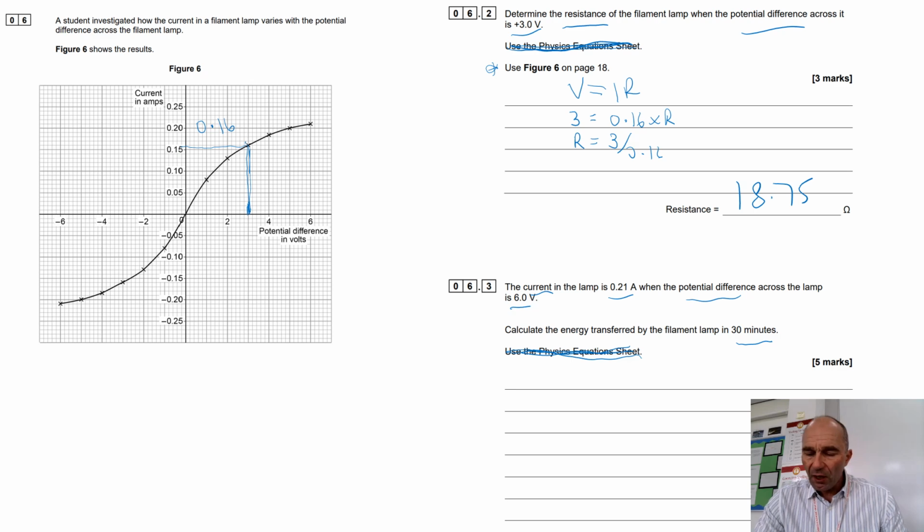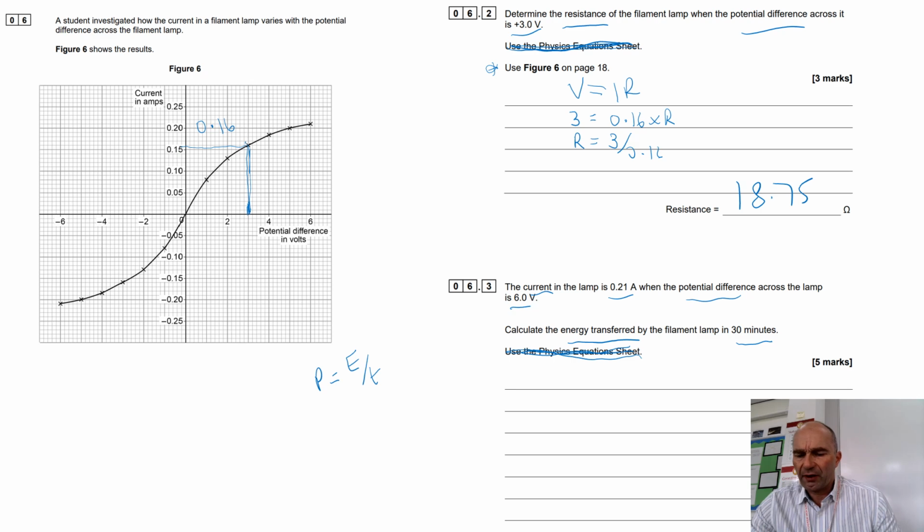Now, the way I'd probably go down this one is looking at this bottom bit. We've got to calculate energy transferred, and we've got time. So that could be one of our power equations. So I'd be thinking we've got power equals energy over time.